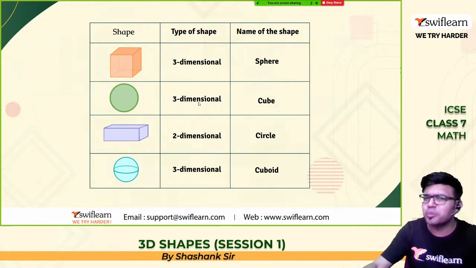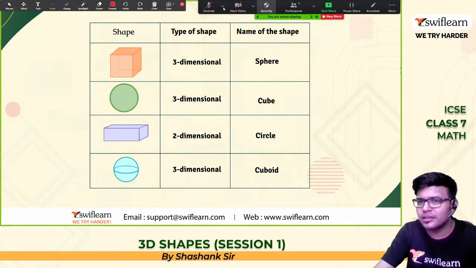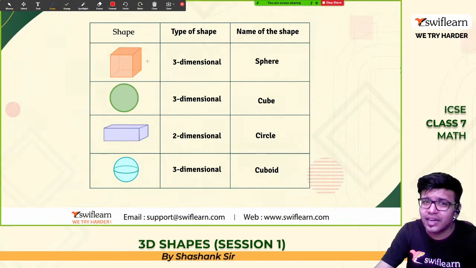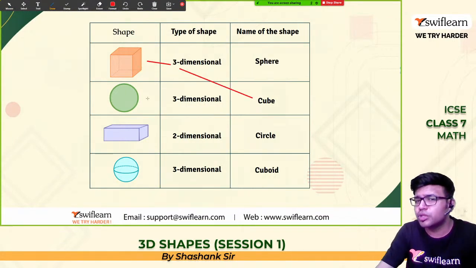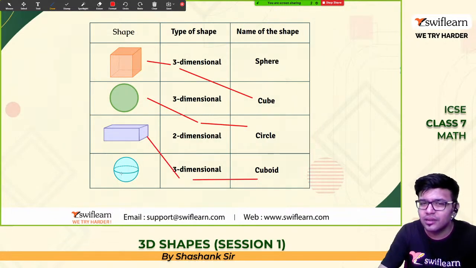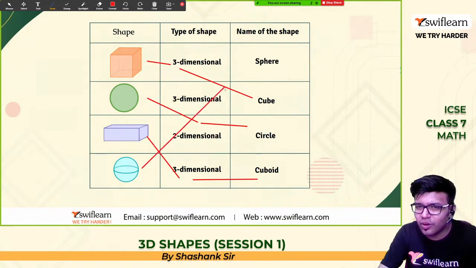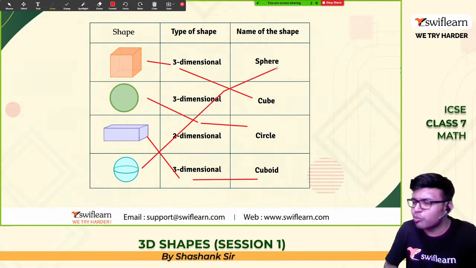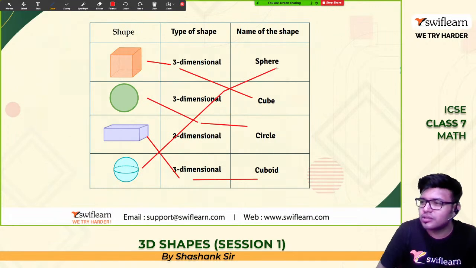Now first object, is it a 3D object? Yes, it is a three-dimensional object. And what is this? This is a cube. This one is a circle, a two-dimensional object. Cuboid, three-dimensional object. And this is a three-dimensional object called a sphere. Football, volleyball, basketballs, sponge ball, squash ball.